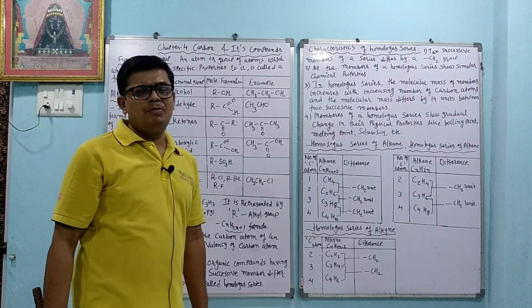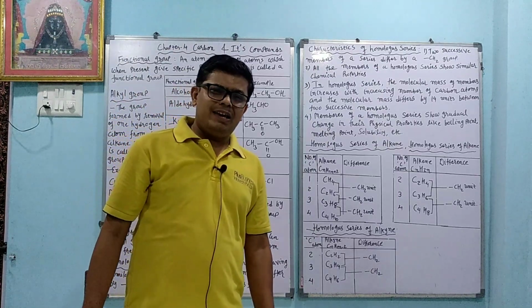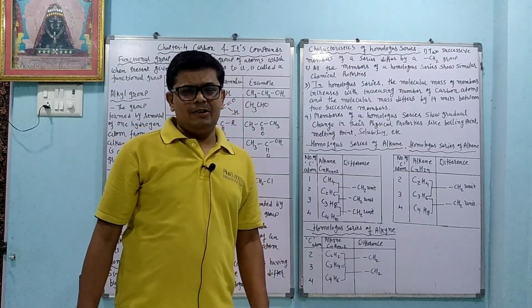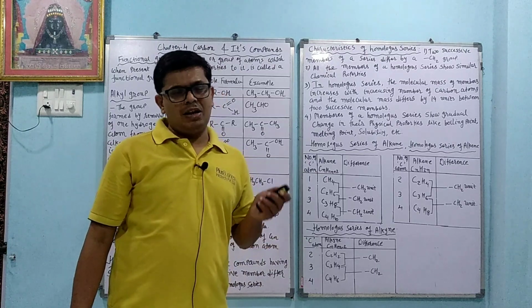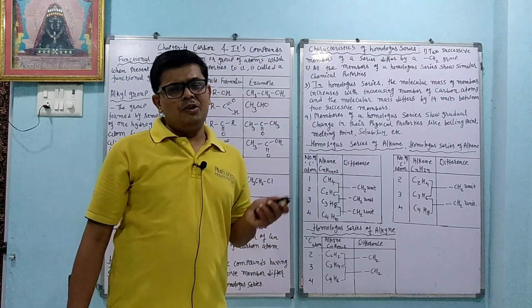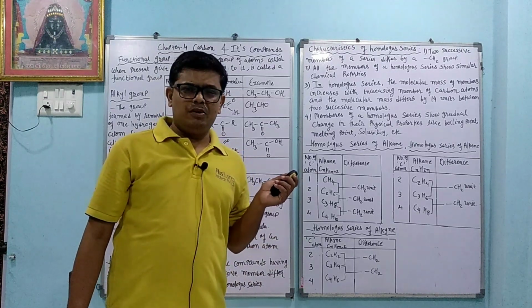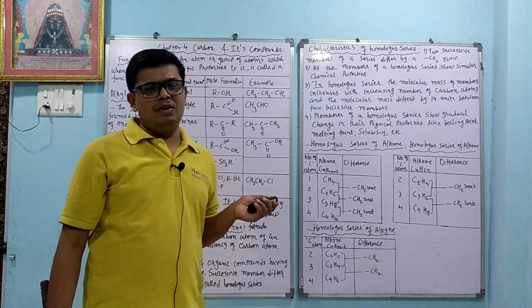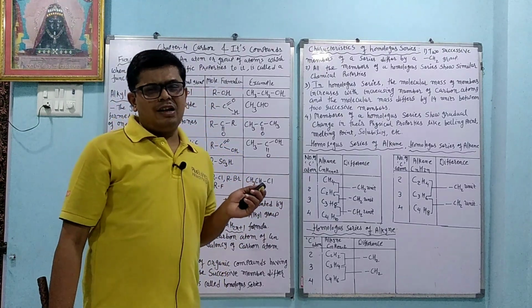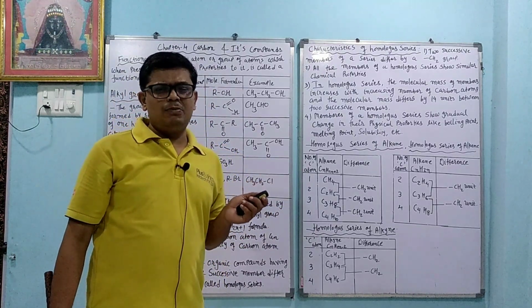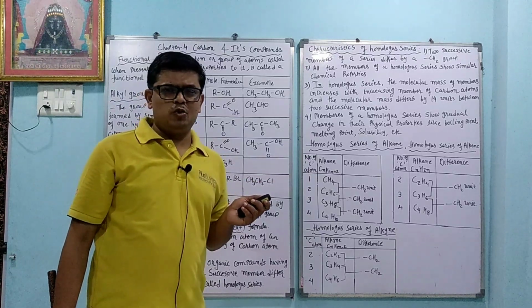Homologous series is possible in the alkane, alkene and alkyne. Other compounds also have it. Alcohols also have it, or the halogen group also, but mainly we will learn about the alkane, alkene and alkyne. Here the difference between two successive members is a CH2 unit.